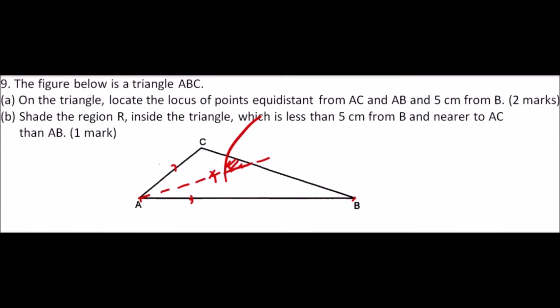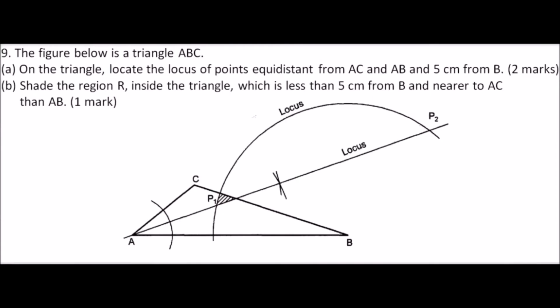So let's see how it is done. This is the diagram that you are supposed to come up with. You can see here, by making an arc from A, you get that point and that point. Use this point to make that arc, and use this one to make the other arc. Join point A to where the 2 arcs cross, and you will draw a line. That line will bisect the angle CAB. Then from there, measure 5 centimeter from B, extend your compass and make that arc.